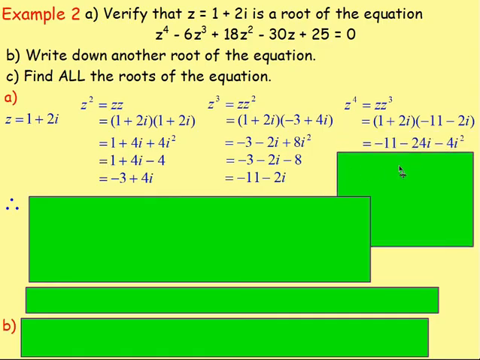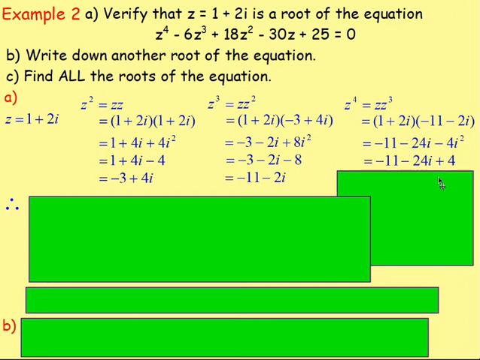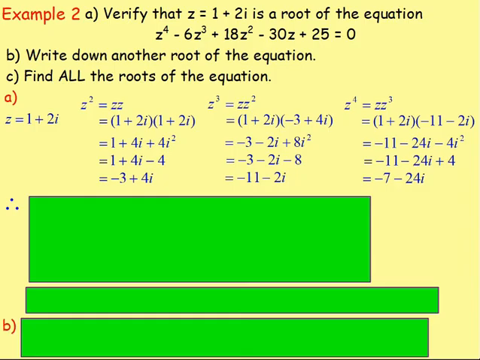Multiply out the brackets there, that would give us negative 11. We would have take away 2i, take away 22i, which is take away 24i, and that would be take away 4i squared. i squared is negative 1, so that would be negative 4 times negative 1, which would give us plus 4 on the end. Gather the real parts and the imaginary parts, so negative 11 add 4 is negative 7, and it's take away 24i. Because we now know z to the power of 4, 3, 2, and 1, we can sub them in up here in our equation.